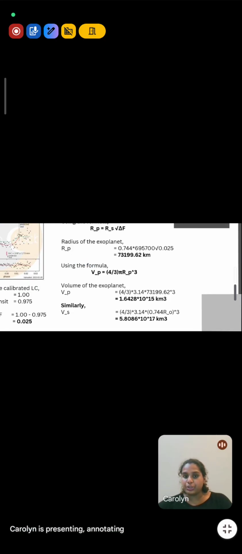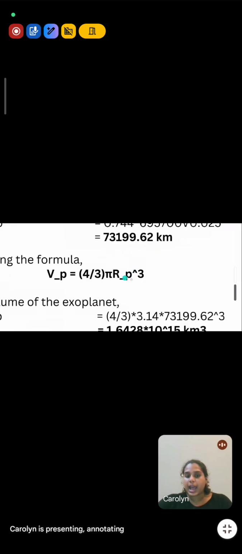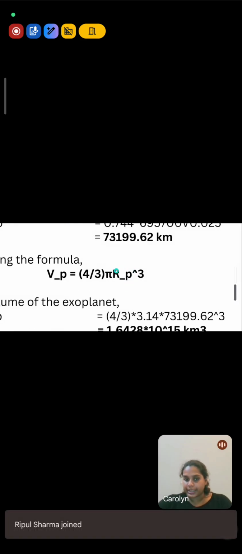Also, you try to find the volume using the radius that you have just obtained. So the volume of your exoplanet can also be found out. Now, the volume of your exoplanet is nothing but the volume of a sphere. What is the volume of a sphere? That is 4 by 3 pi r cubed. So 4 by 3 pi r cubed, here we are taking r as the exoplanet's radius.